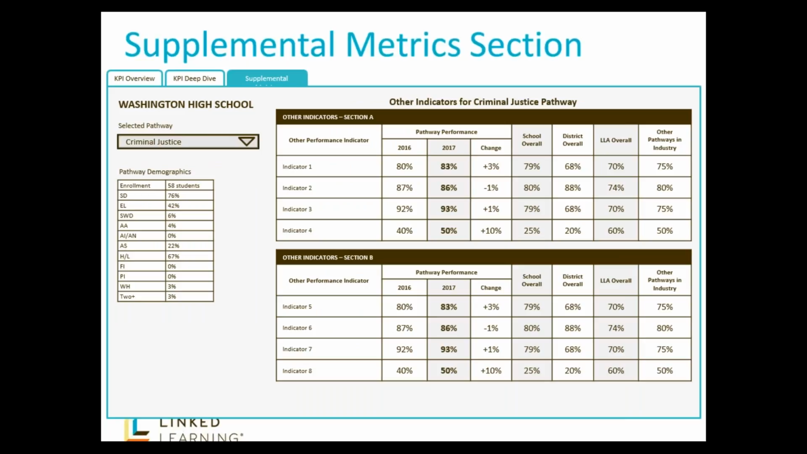Similarly, we've broken it down into some other indicators around that pathway where you could have a summary of demographics, but also look at various other indicators and the percentages associated.